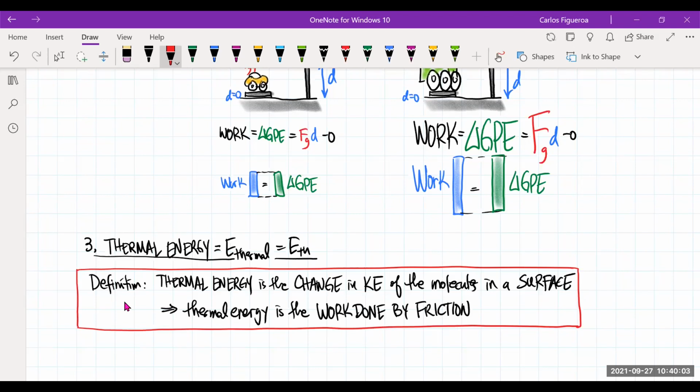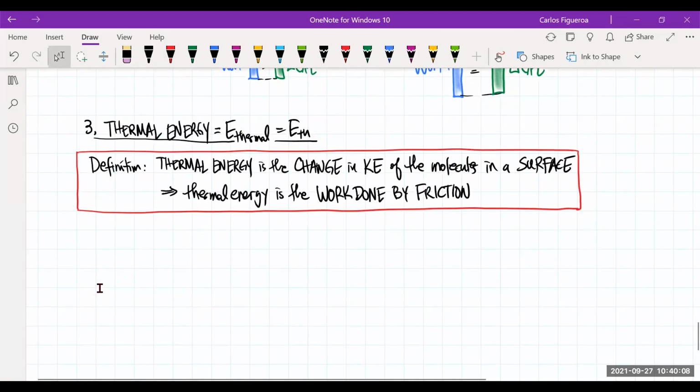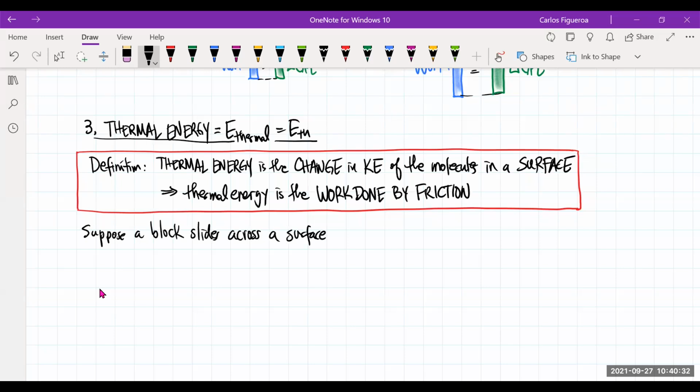So what do I mean by that? Let's try to draw some pictures here. You typically have observed this situation. Suppose a block slides across a surface and stops. Typically, the reason why it stops is because of friction, of course.